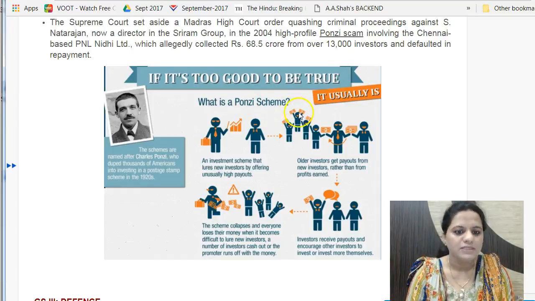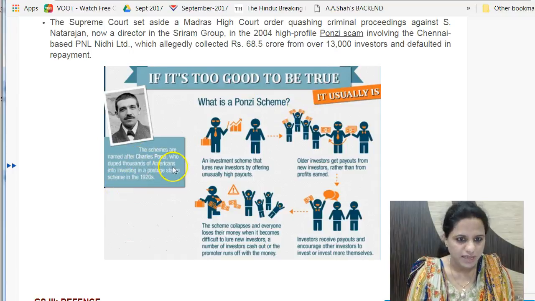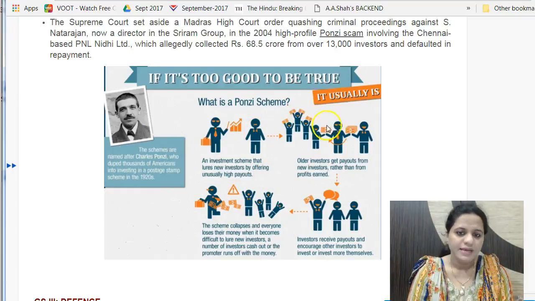So this is called a Ponzi scheme, named after Charles Ponzi, who had duped thousands of Americans in the 1920s in the postage scam scheme which he had started. So all such schemes are called Ponzi schemes.